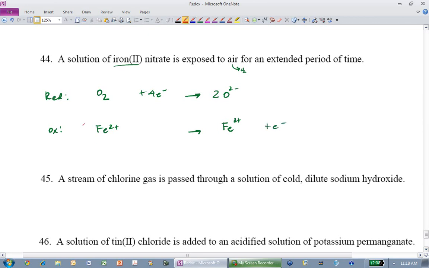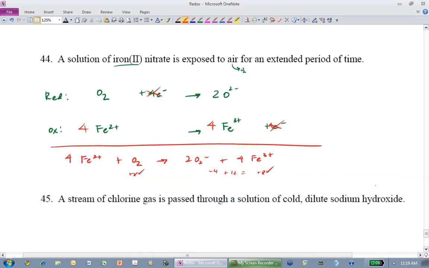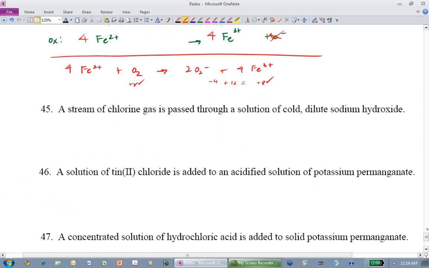And so now let's quadruple everything here so that we can cross those off. And we get 4 Fe2 plus plus O2 yields 2 O2 minus and 4 Fe3 plus. Now, what's the total charge on the left? +8. What's the total charge on the right? -4 and +12 is +8. Check. Check. That one was goofy. Not a fan of that one. Wouldn't see that on the AP exam these days, I do not believe. But you might see number 45.